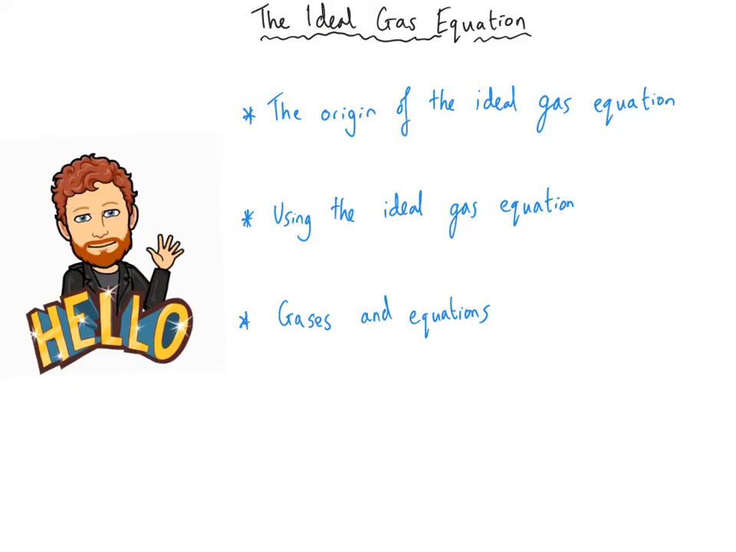Hello everybody and welcome to this A-level chemistry video about the ideal gas equation. This is one of the subtopics in the amount of substance chapter for A-level chemistry. In this video we'll look briefly at the origin of the ideal gas equation. We'll look in depth at how you use the ideal gas equation, including unit conversions, and then we'll finish by looking at how we can work with gases in equations, including a couple of questions to that effect.